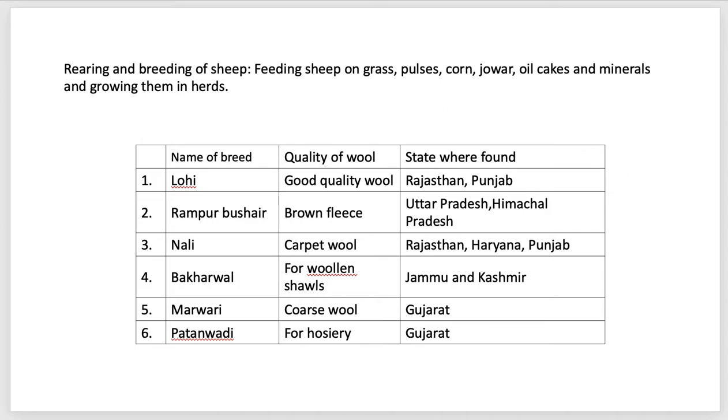This is very, very common in Jammu and Kashmir, Himachal Pradesh, Uttarakhand, Arunachal Pradesh, Sikkim, Haryana, Punjab, Rajasthan, Gujarat. And these sheep that are being cared for by the farmers or the shepherds are taken to fields full of grass so that they can graze. What does graze mean? So that they can feed on grass, leaves, and plants. So this is called rearing and breeding of sheep.